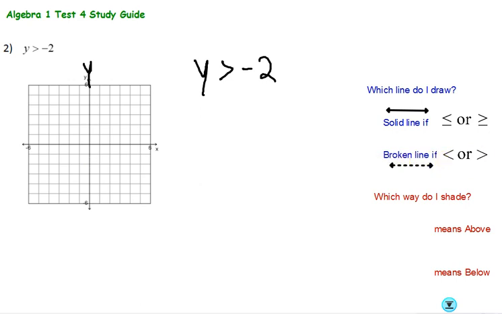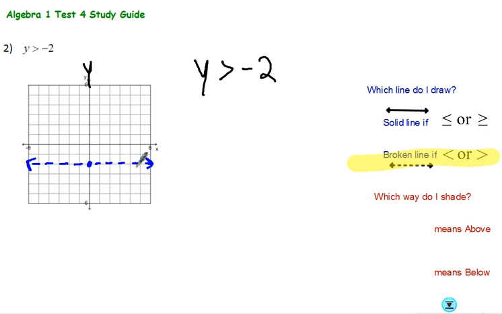Alright, that's better. So that's going to be a broken line. So we're going to draw a broken line. And again, this line is side to side. It's a horizontal line because when we say -2 on the y, what we're saying is draw a line that only goes through -2 on the y. Well, the only way that we could draw that would be side to side.